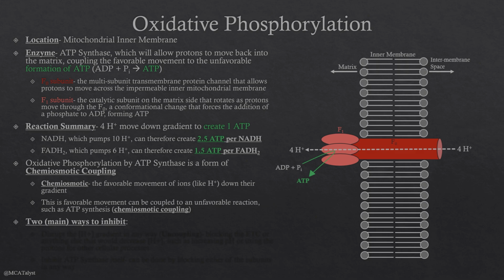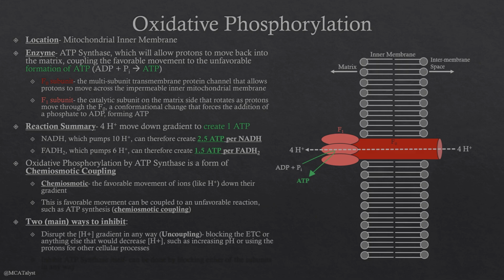So there's 2 main ways to inhibit ATP synthase and oxidative phosphorylation. The first is to disrupt the proton gradient in any way. This is called uncoupling the proton gradient. There's a few ways we can do this. The most obvious one is by blocking the electron transport chain. If you block the electron transport chain, there's not going to be any more protons pumped, and therefore there's no proton gradient for ATP synthase to take advantage of.